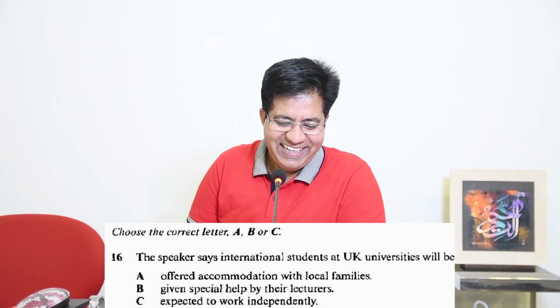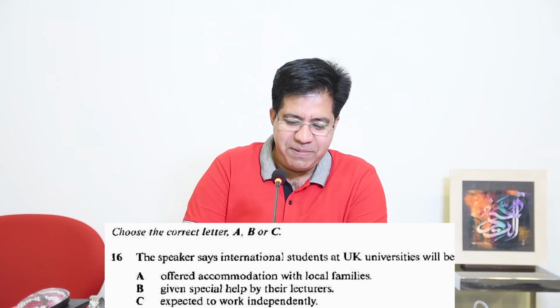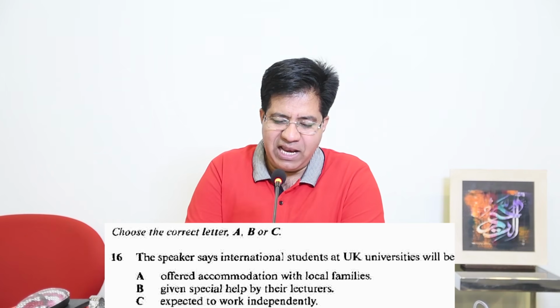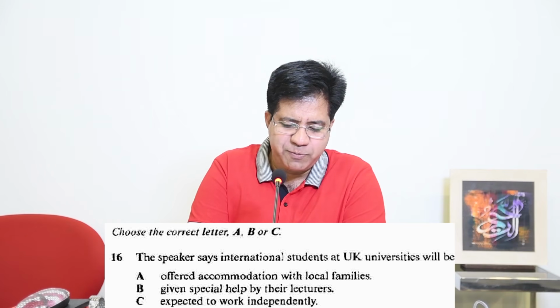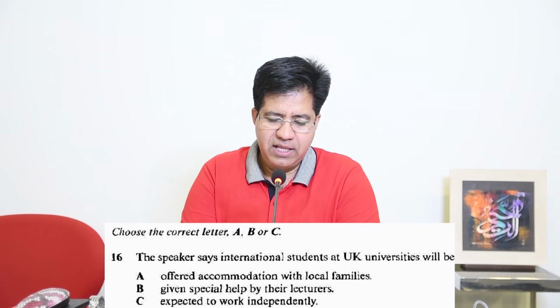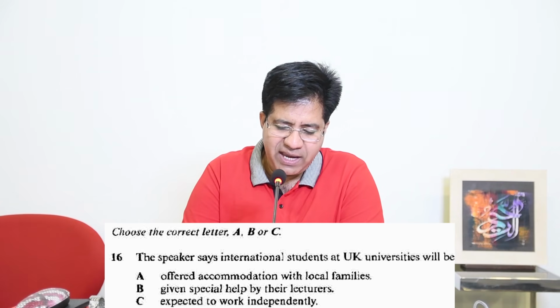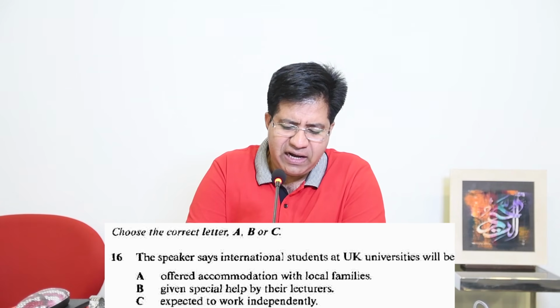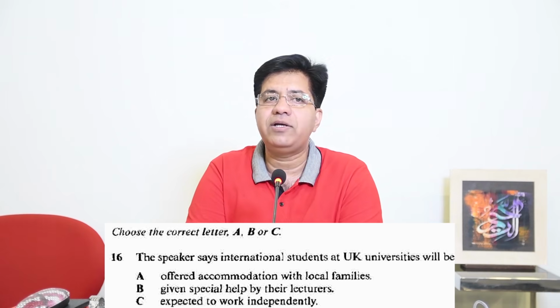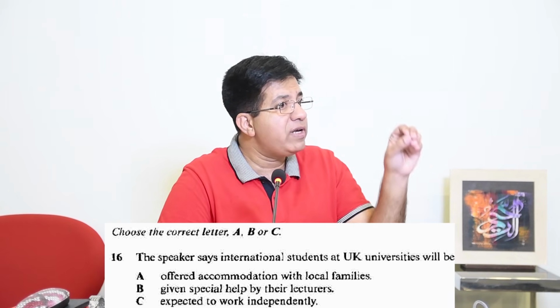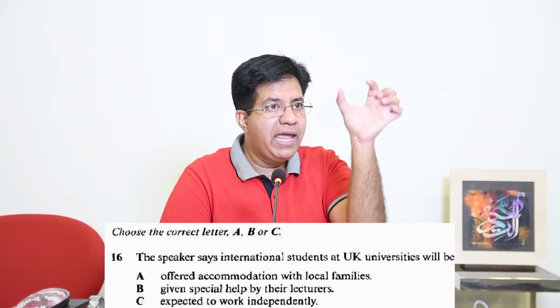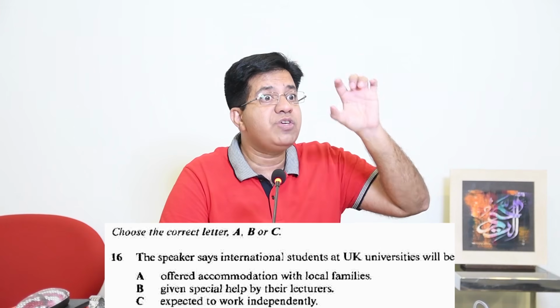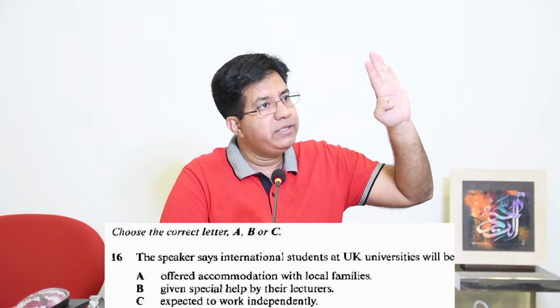English family. All right. Option B: given special help by their lecturers. Underline special help. Option C: expected to work independently. Underline work independently. Got it? Now when you read the options, you will go through them very quickly and underline 1, 2 or 3 words. If options are long, then 4 words.